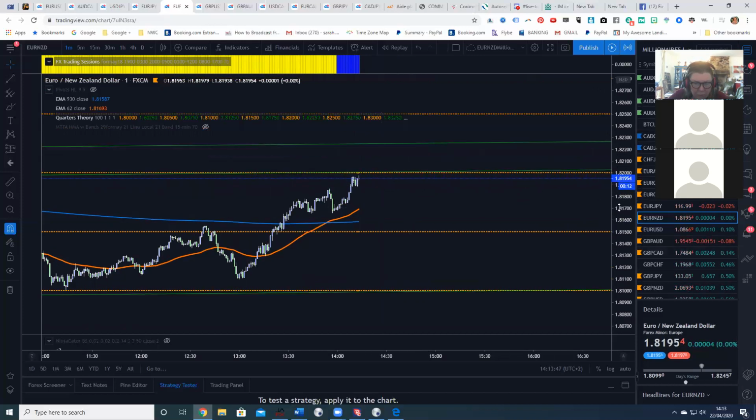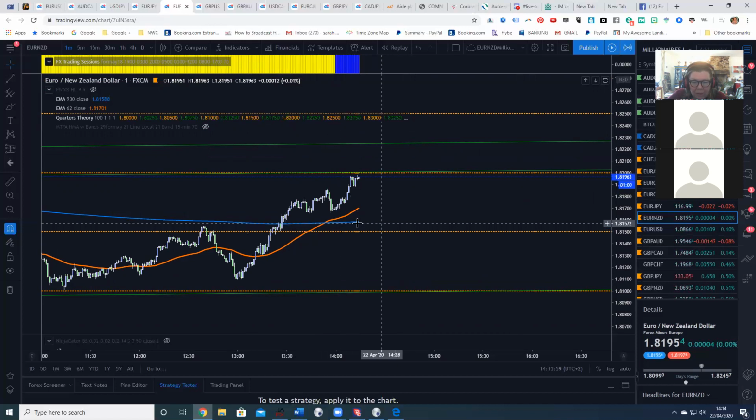So what we've got it saying here is it's saying buy because the 1 minute has crossed over the blue line, which is simply the 1 minute moving average, as it would be seen on the 15-minute time frame.